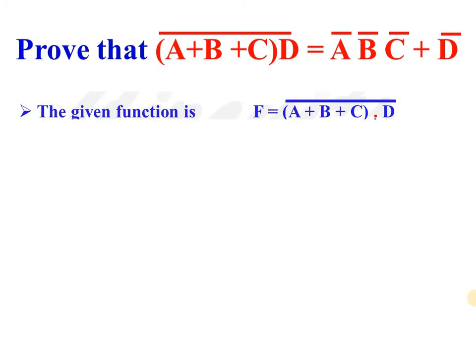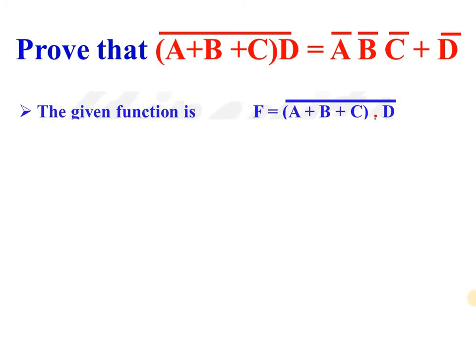So basically this is a NAND gate with two inputs. One of its two inputs is (A or B or C) and the second input is D. So we are going to apply De Morgan's theorem. When we apply De Morgan's theorem, we have to replace the AND operator with an OR operator and we have to complement the two inputs of the NAND gate.